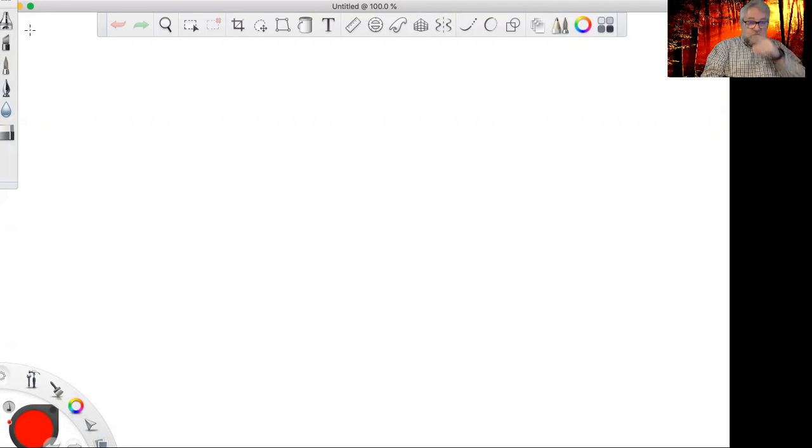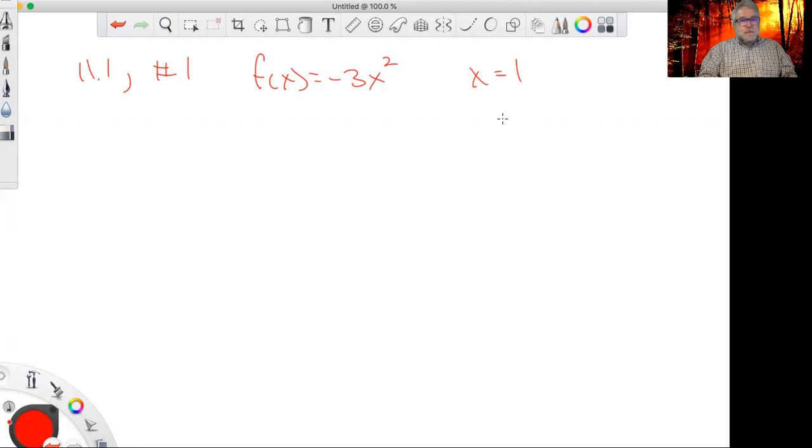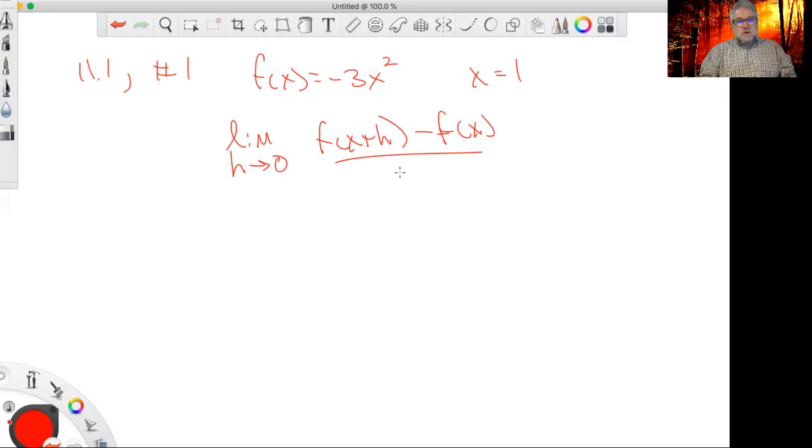So this is chapter 11.1, number 1. If we have f of x equals minus 3x squared, and I want to know what is the slope of the function at x equals 1. Okay, and to do that, we have to take the limit as h goes to 0 of f of x plus h minus f of x over h. Okay, so that's our goal.